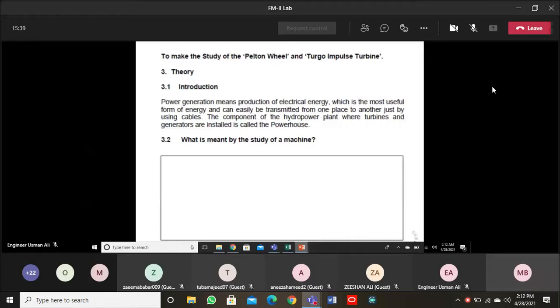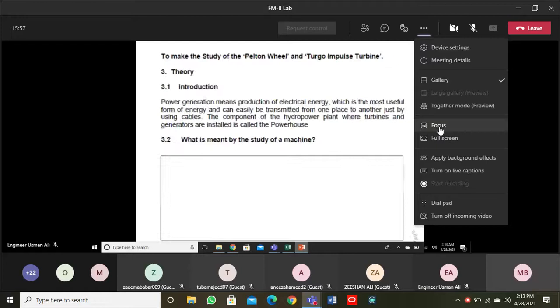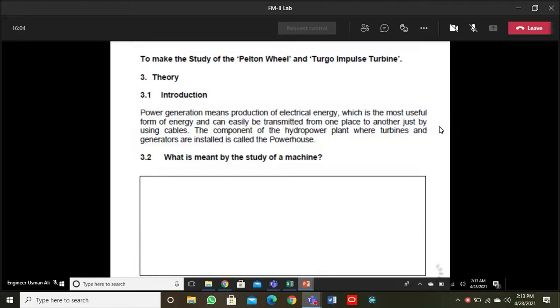So first of all, what is the meaning of the study of a machine? You should note it or write it, whatever you like. Study of a machine means, number one, the physical inspection of the machine. Because now it's online classes, but when you are on campus, you go to the machine physically and see how it looks, the arrangement of its components, and then we learn the working of the machine and the working of its components. So this is about the study.